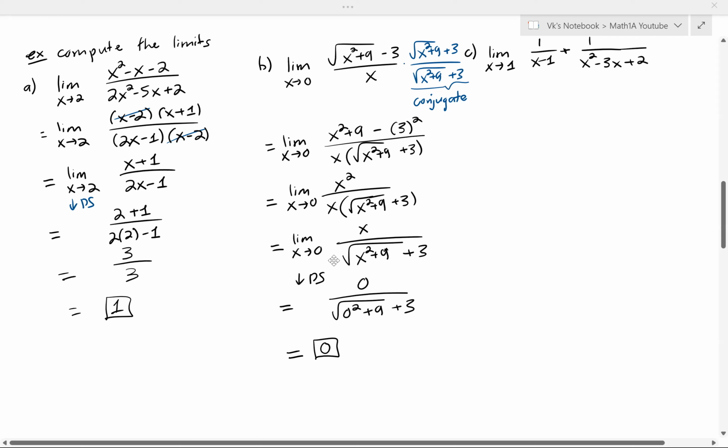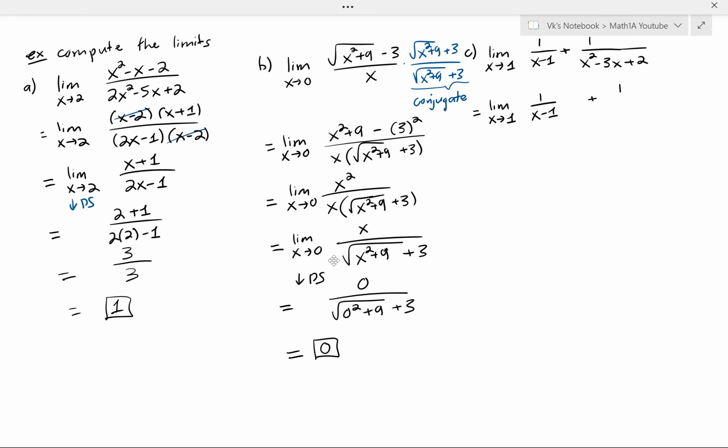One more. In part C, in order to compute the limit, we have to do the common denominator. Don't just multiply everything by the denominator. We want to figure out the least common denominator, the smallest one. So it is best that we factor: 1 over x minus 1, and then 1 over x minus 1 times x minus 2, which means the LCD is x minus 1 times x minus 2.